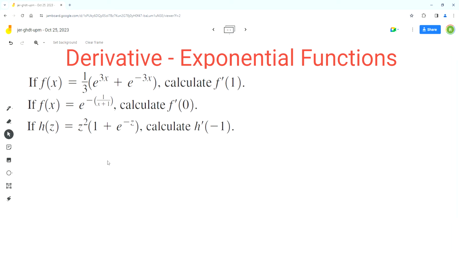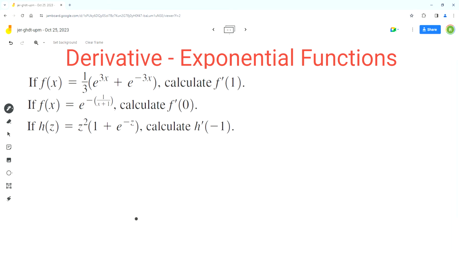So in this video, we'll find the derivative of these exponential functions. So let's start with the first one. If f of x equals 1 over 3 times parentheses e to the power 3x plus e to the power negative 3x, find f prime at 1. That means we have to find the derivative of this function at x equals 1.